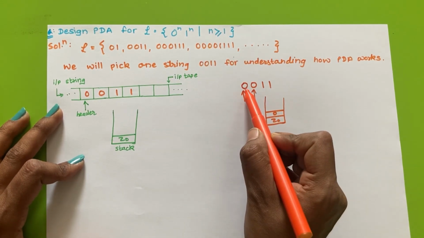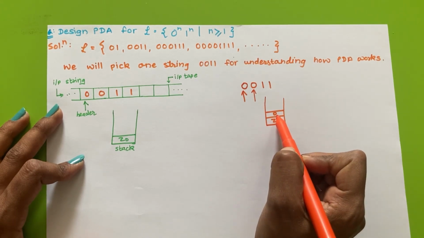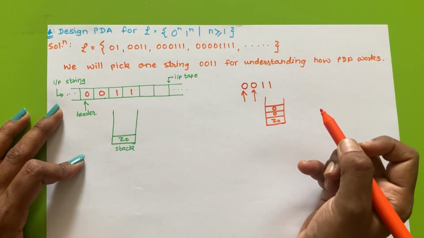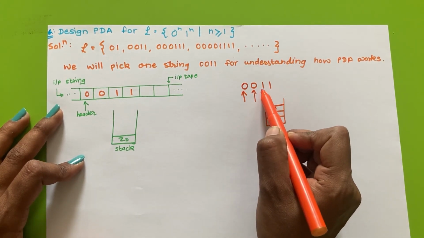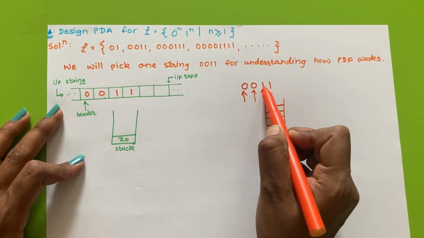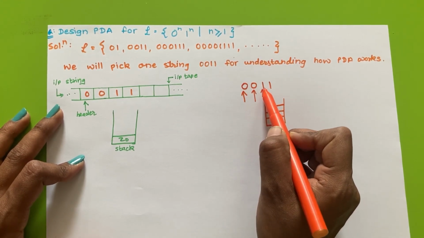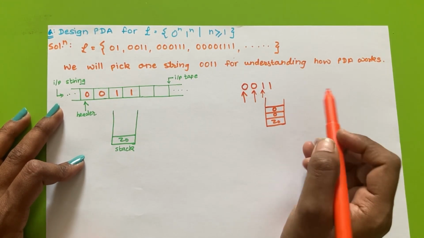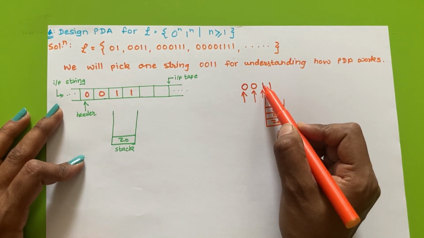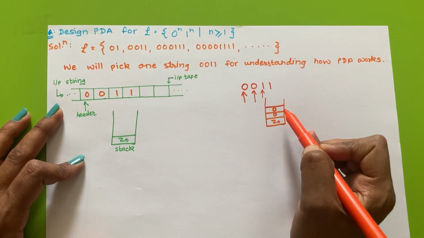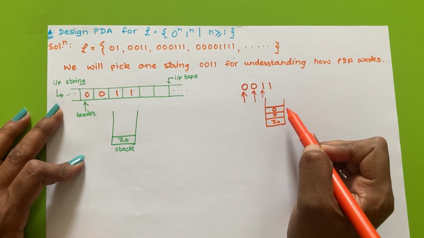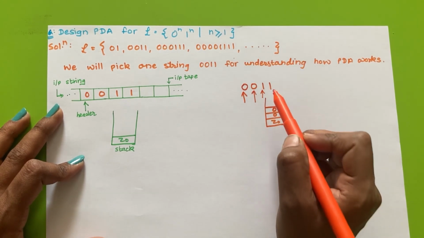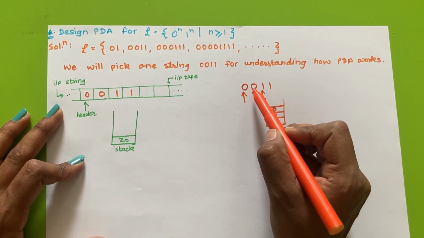Here I have the first 0, so I push it onto the stack. Again I have the second 0, so I push this 0 onto the stack. Now the next symbol to read is 1. While reading this 1, I pop the stack. Whenever I read input symbol 1, the top should be 0 and 0 only, because we have to match the number of ones with the number of zeros. We have to check whether the number of ones is equal to the number of zeros or not.